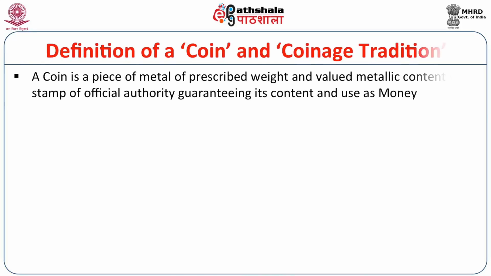So this gives us the idea that the initial metal was seen as a form of money, and all that was required to make a coin out of it was basically to give it a stamp. Now this development itself took about another 600 years for humans to develop, and the earliest coinages thus are dated to about 700 BC. This brings us to the question: what is a coin? A coin is nothing but a piece of metal of prescribed weight and metallic content with a stamp of official authority guaranteeing its content and use as money.